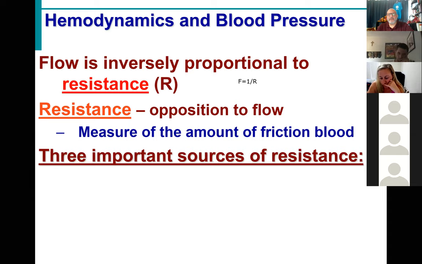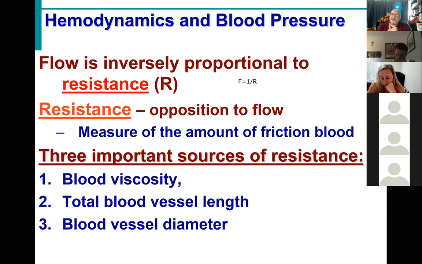All right. Now, there are three important factors that influence how much resistance is in a blood vessel. The blood viscosity: how thick and viscous, how much water is in the blood, how many cells are in the blood, things along those lines. Your total blood vessel length. For every 10 pounds of weight you put on, you add an additional mile of blood vessels or something crazy like that. And the blood vessel diameter.